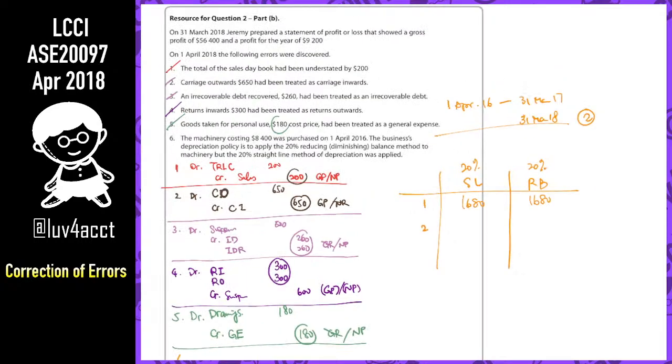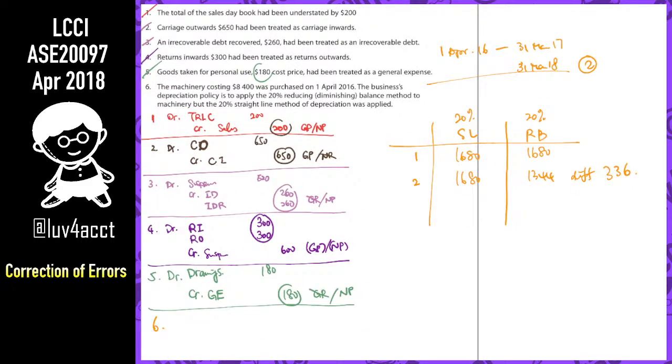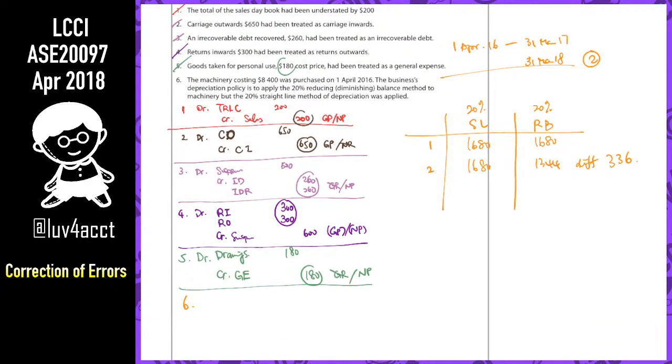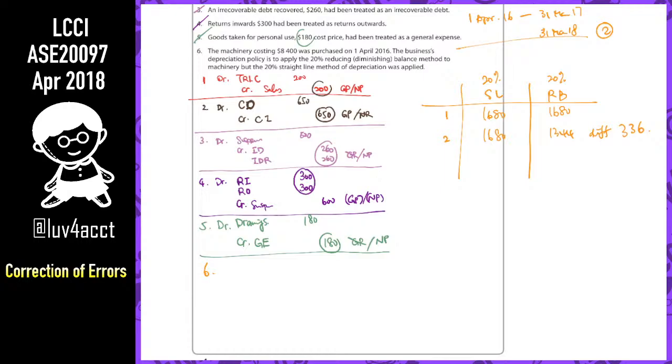So straight line it will be the same, but then reducing balance, we will have a lower amount, 1344. So what is the difference? The difference will be 336. Depreciation is overstated by 336, so we have to reduce the amount of depreciation.